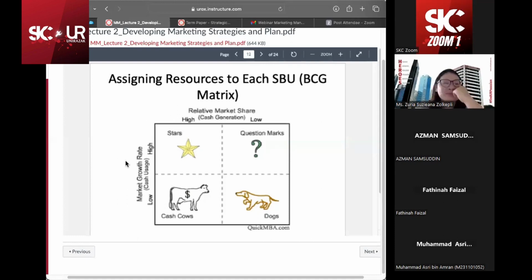Okay. So yeah, diversify, because people are still, there is a lot of room for more promotion, more people are looking into the product and service. Kalau question mark here, for relative market share, it's low. Sebab tu ada question mark kan?